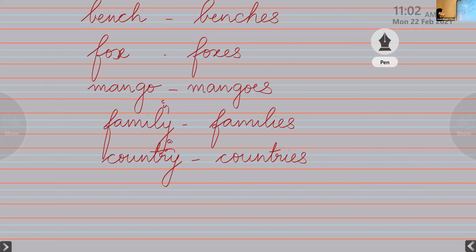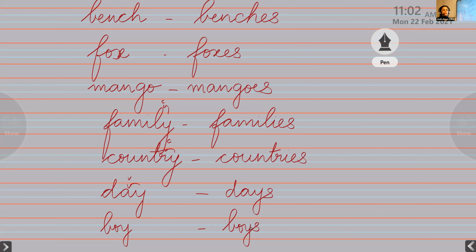If it is preceded by a vowel, what do we do? Day, D-A-Y, day. It is preceded by a vowel. So we just add s at the end of the word. Days. Boy, what is the plural form for boy? It is boys. Just write it. So four rules are over. Write quickly, children.